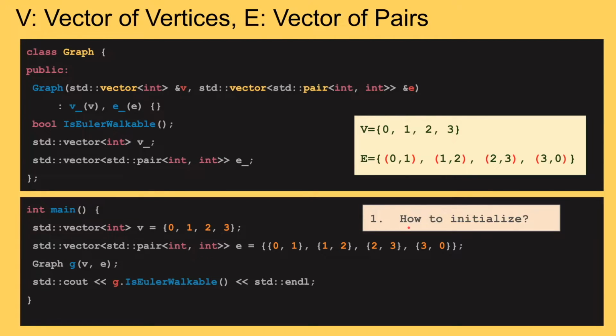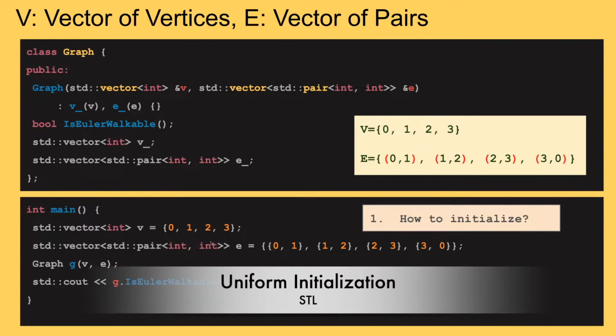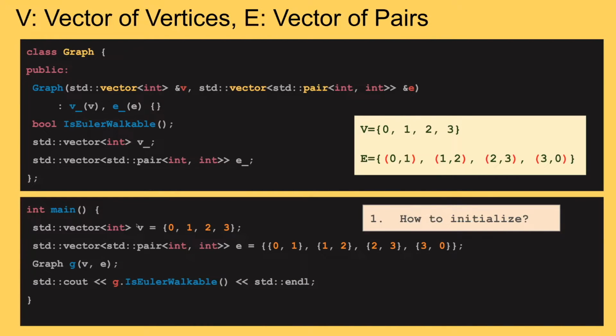The first thing that I promised was to describe how to initialize the graph. STL has a feature called uniform initialization, which allows any container to be initialized using these curly braces. So for example, a vertex set can be initialized using these curly braces, which completely matches our mathematical definition. And similarly, your E is a set of pairs. Again, each pair is initialized using uniform initialization. That means I have a pair of 0 and 1 and a pair of 1 and 2 and so forth. So you see there's a really nice one-to-one correspondence between our implementation and the mathematical definition.